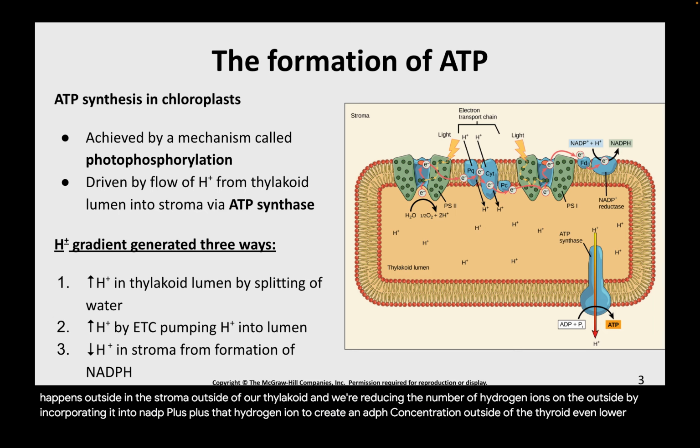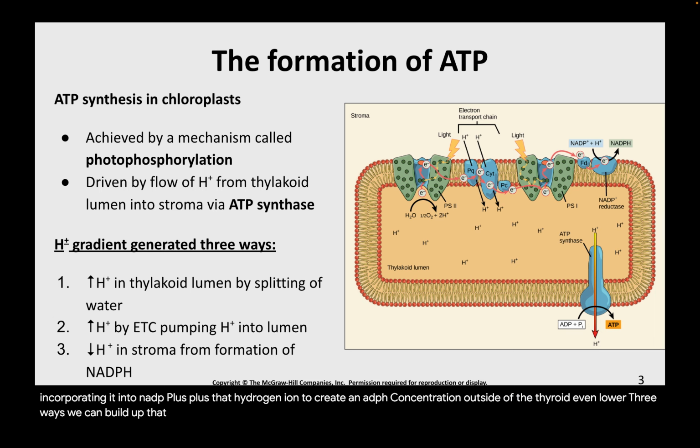All right, so 3 ways we can build up that gradient: through the electron transport chain, through the splitting of water, and through the creation of NADPH, right? All leading up to that gradient so that we can produce a lot of ATP through our ATP synthase.